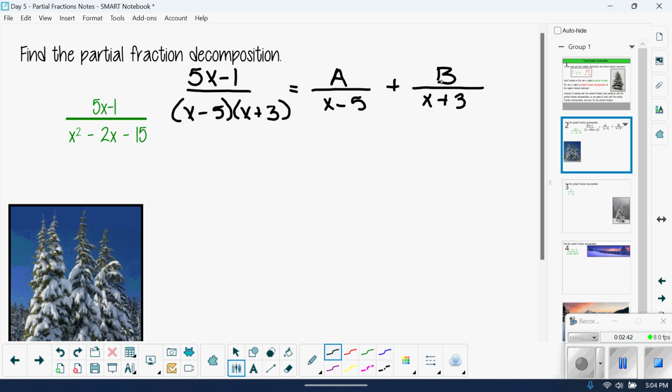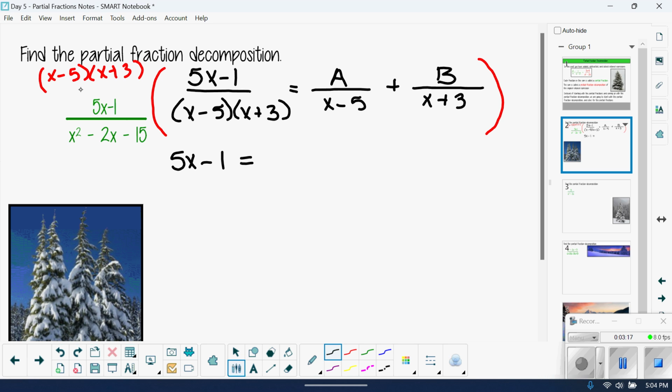What we need to do now is eliminate our fractions all the way, and we've done this before. To get rid of our fractions, we're going to multiply everything by the denominator. So we're going to multiply by x minus 5 and x plus 3. Everything is getting multiplied by the denominator. On the left-hand side, when you multiply x minus 5 and x plus 3, these are all going to cancel out and leave you with your numerator. So we're going to have 5x minus 1 left over.